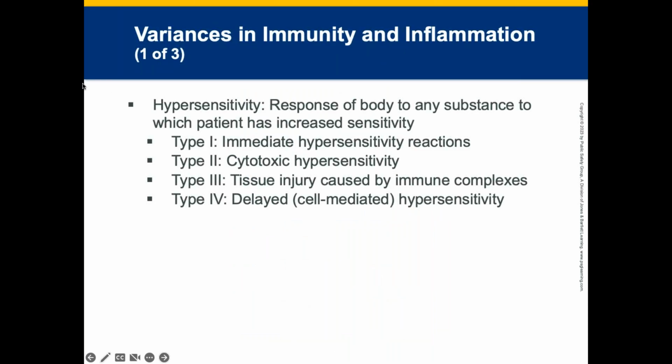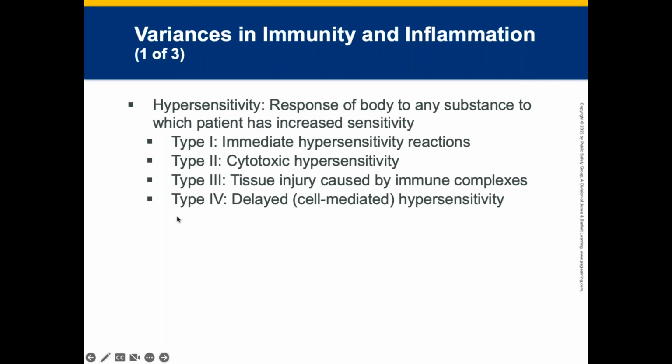So the variances in immunity and inflammation. As you can see, there are 4 different types. Hypersensitivity is any response of the body to any substance to which a patient has increased sensitivity. Imagine that, allergic reaction. So allergy is a hypersensitivity reaction to the presence of an agent. Autoimmunity is a production of antibodies or T cells that work against the tissue of one's own body. Isoimmunity is a formation of T cells or antibodies directed against the antigens in another person's cells.